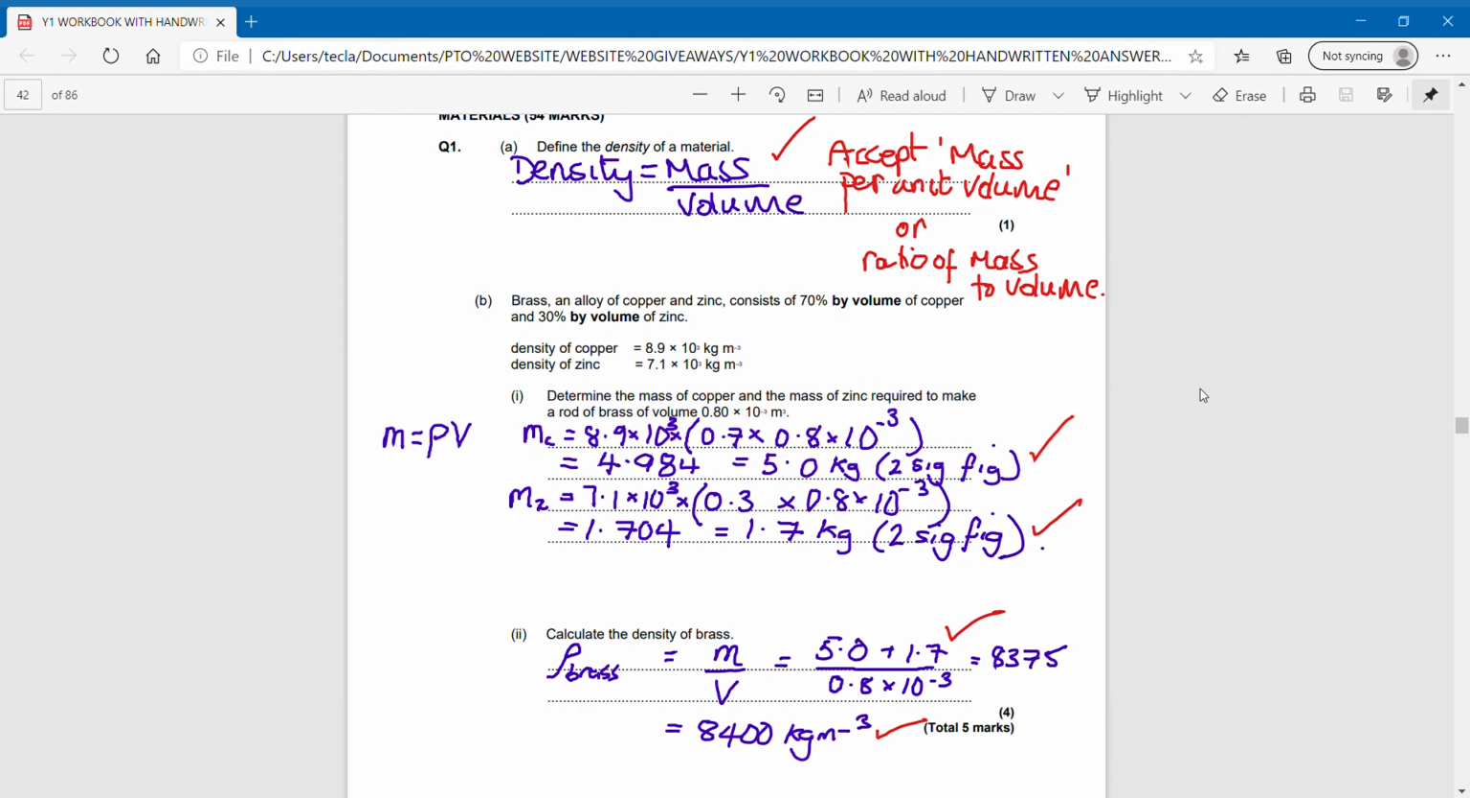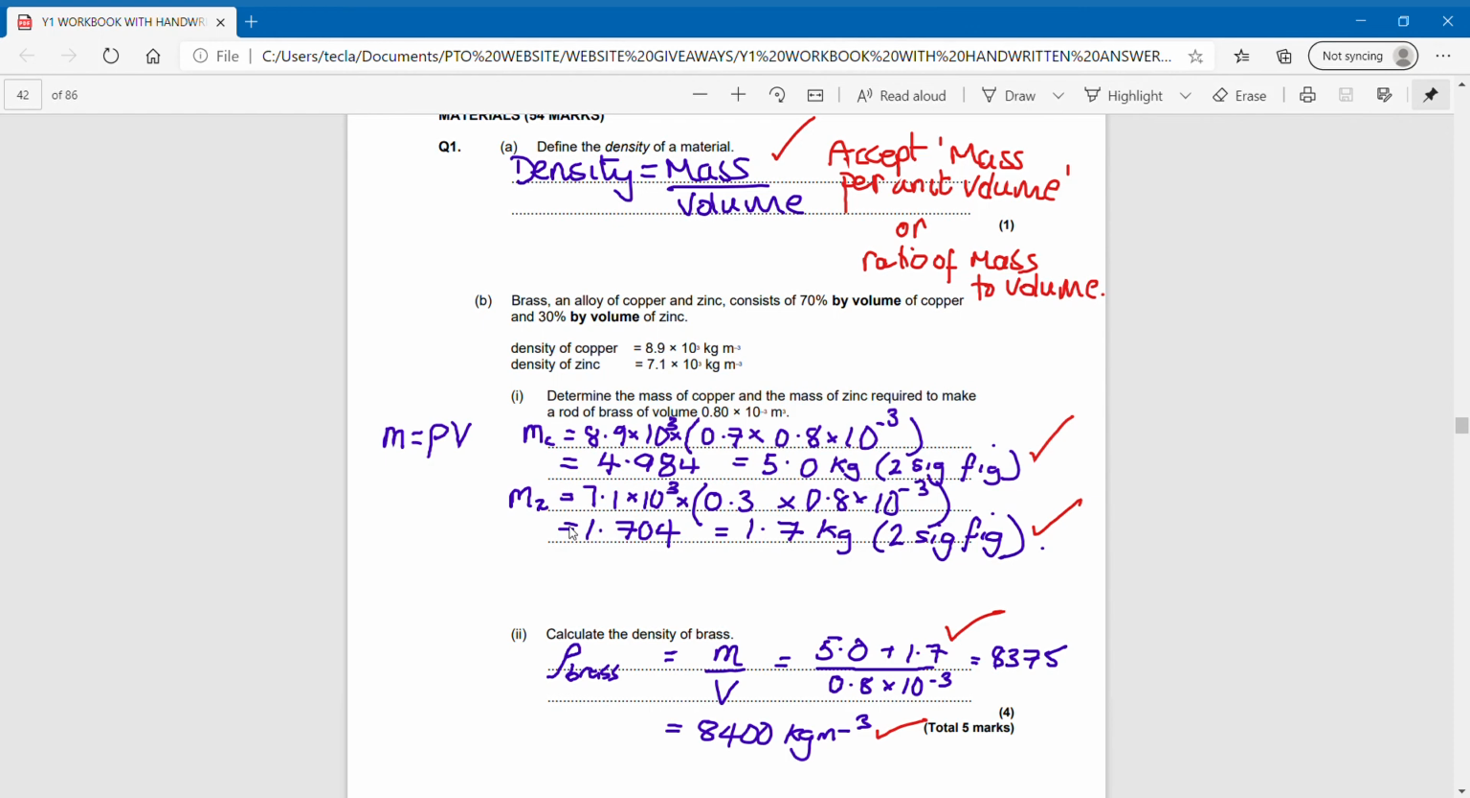So we're going to use mass equals density times volume. To find the mass of copper, it's going to be density of copper multiplied by the volume of copper, which is 70% of the volume of the brass. So 0.7 times 0.8 times 10 to the minus 3. That's the volume of the copper that will be in this. So that gives a mass of 4.984, or 5.0 kilograms to two significant figures. So that's the mass of copper.